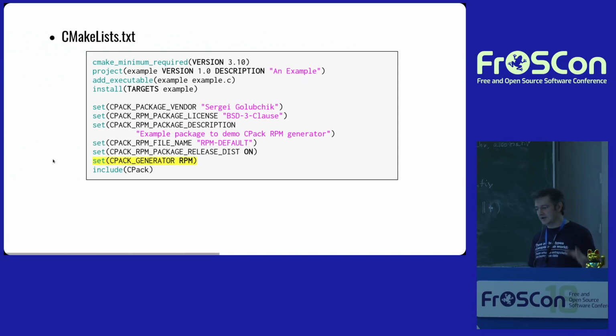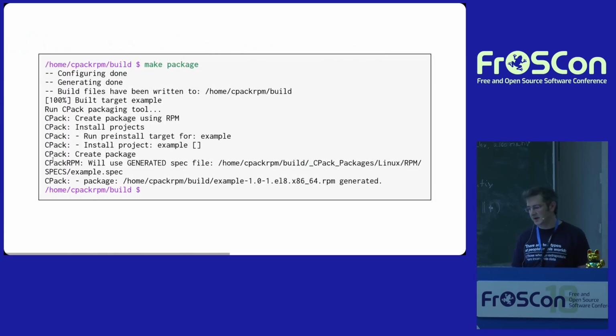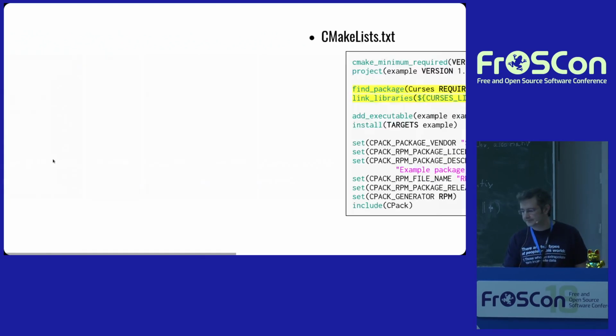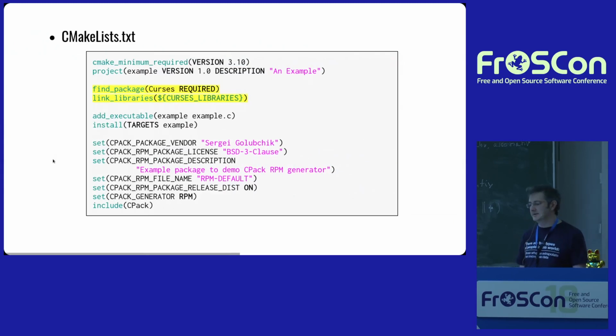But because I'll be talking about RPMs, I'll write in the CMake list file that I'll be using the RPM generator. And after writing that, I don't need to run CPack -g. I can just use make package, and it'll do everything. It'll run CMake, it'll build, it'll run CPack, and then we'll get our RPM. So that works.